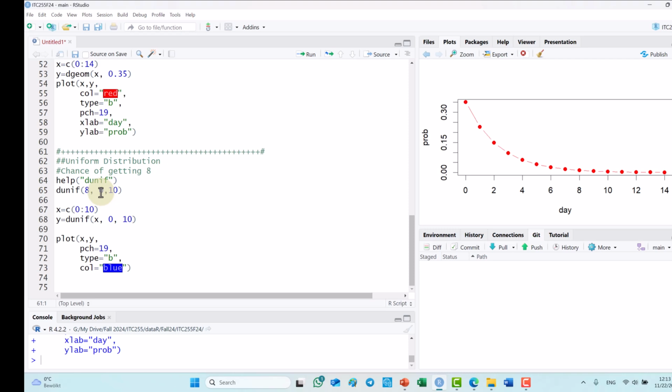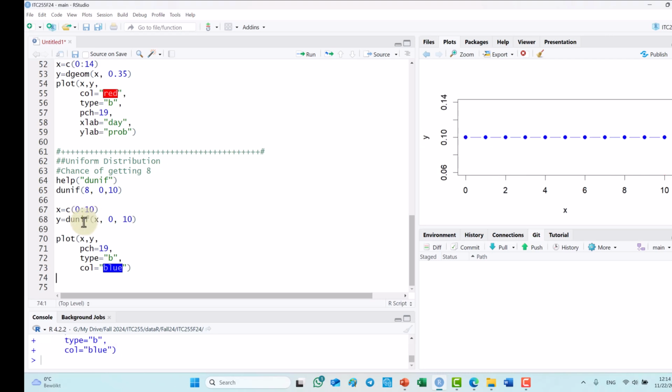How much is the probability that we get 8, with the minimum being 0 and maximum being 10? So that would be 1 over 10. We can calculate the probability of the whole vector from 0 to 10, compute the probability of all of them using the uniform, and then plot it.